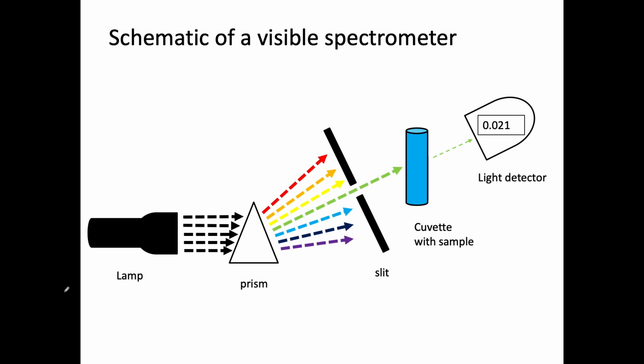Here's a schematic of a spectrometer. On the left-hand side is a lamp. The lamp produces light, which is passed through a prism. The prism splits the light into the colors of a rainbow. A slit is then used to select out a specific color of light. That light passes through a cuvette. A cuvette is nothing more than a transparent vessel for holding solution.